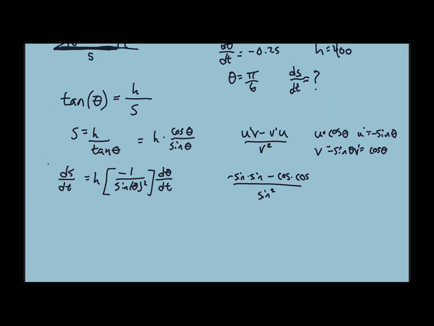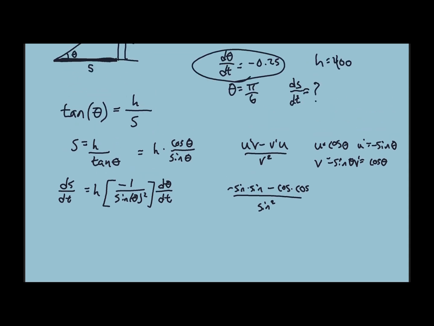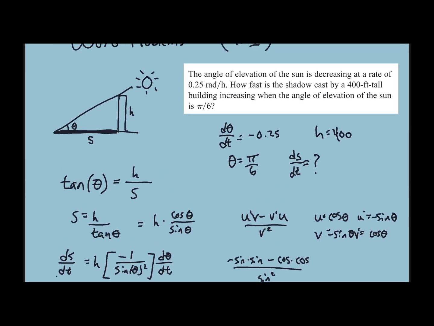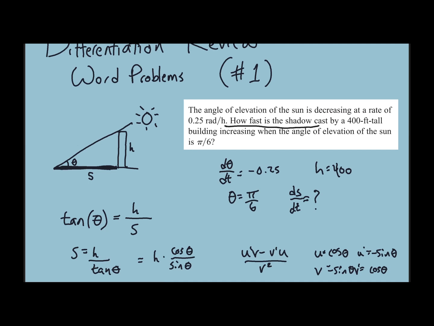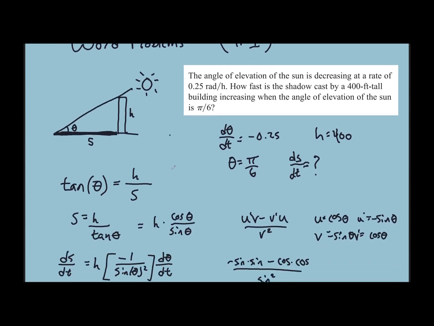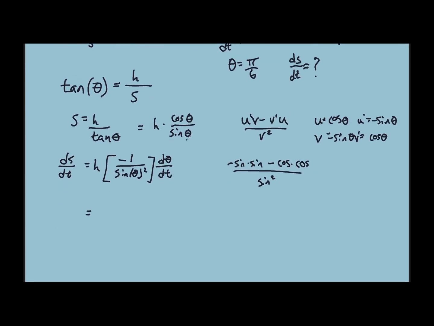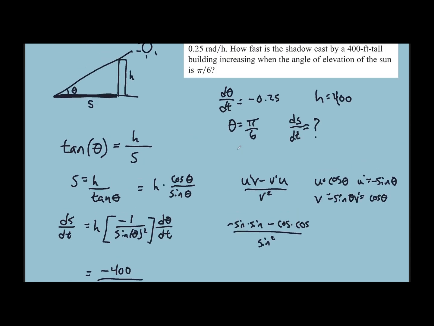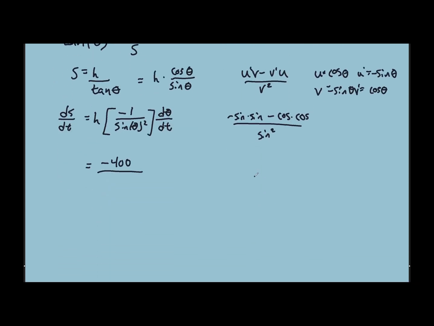Okay. And we know that too. They already told us that value. So that makes sense why that exists now. Now I think we just plug it in because they asked us specifically how fast the shadow of the building is increasing. They didn't ask us to find the derivative. They asked us to find a value. So h is going to be 400, so we'll get negative 400 here. And the angle is pi over 6. So what's the sine of pi over 6?